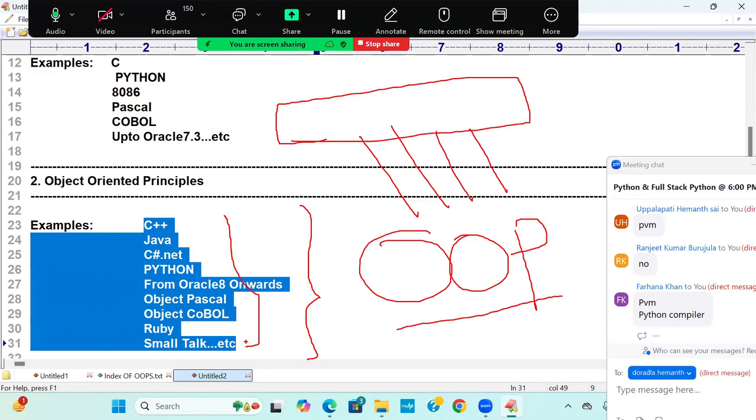What is different? Their syntaxes will differ from one language to another. For example, class is there. The class concept remains the same even hundreds of years together. Nothing changes in that. Object is there. The object concept remains the same, whether Java object or Python object. Polymorphism, same. Nothing will change. What will change? Syntax will change.